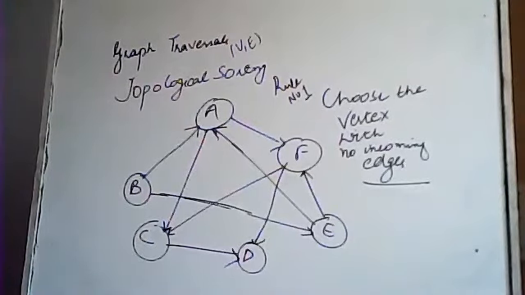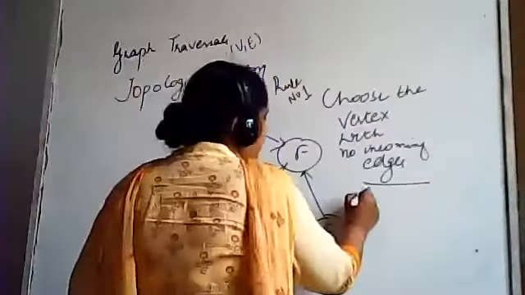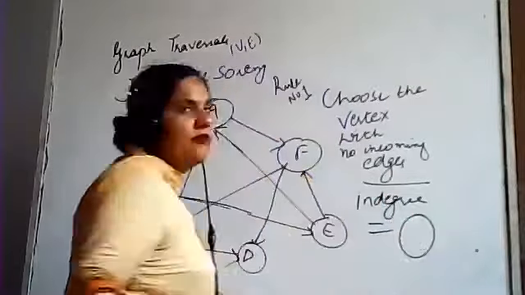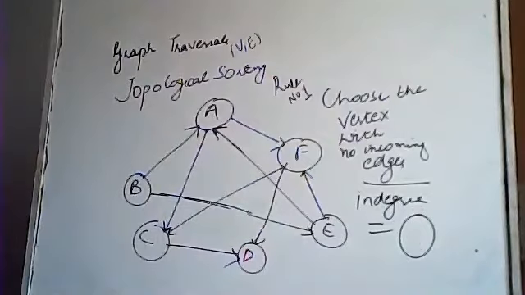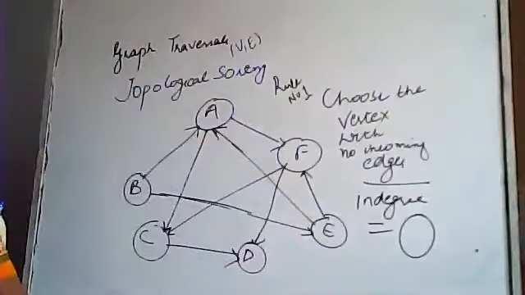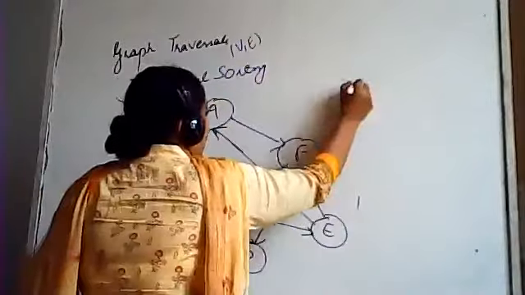Fine? So here you have to choose the vertex with no incoming edges, meaning where in degree is 0. You have to choose the vertex with in degree 0. So now see, which is the vertex which is not having any in degree? B. Yes. So you will start from B. This is rule number 1.